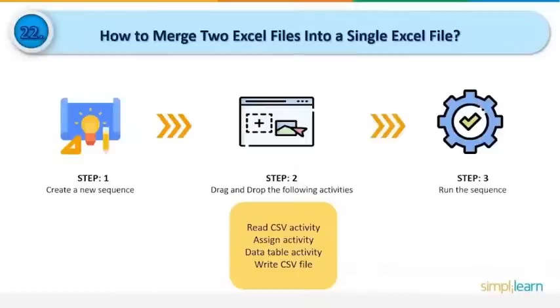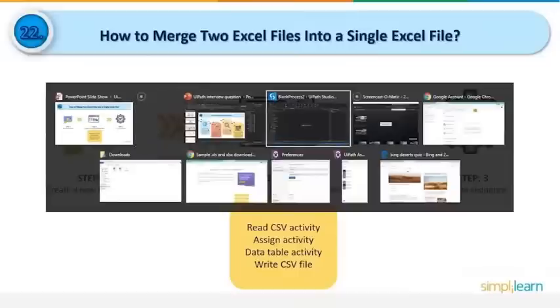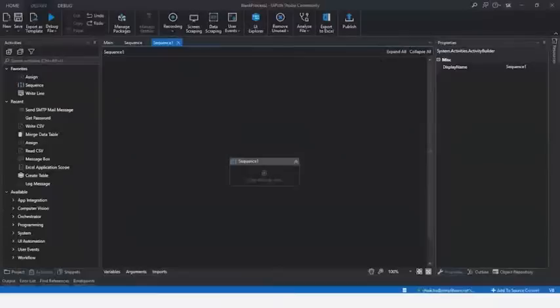So let's jump into the UiPath Studio and start with the workflow. So we are in the UiPath Studio. I have already created a sequence. You can go to new and create a sequence or press Ctrl N. So after starting a sequence, first we'll drag and drop read CSV activity.